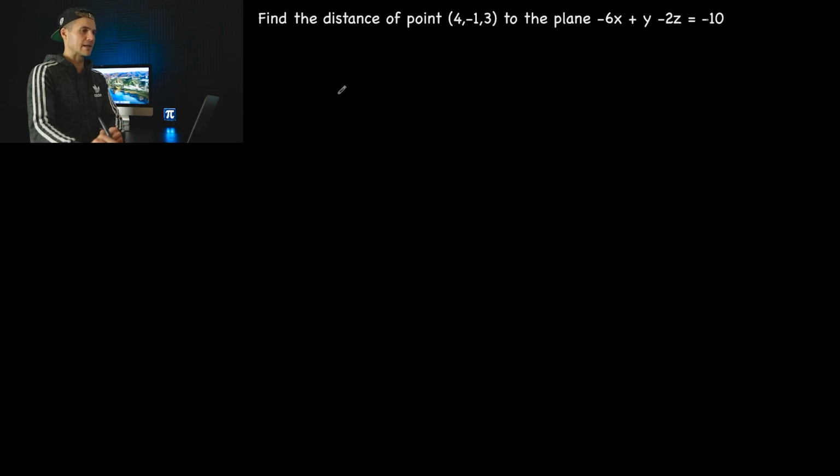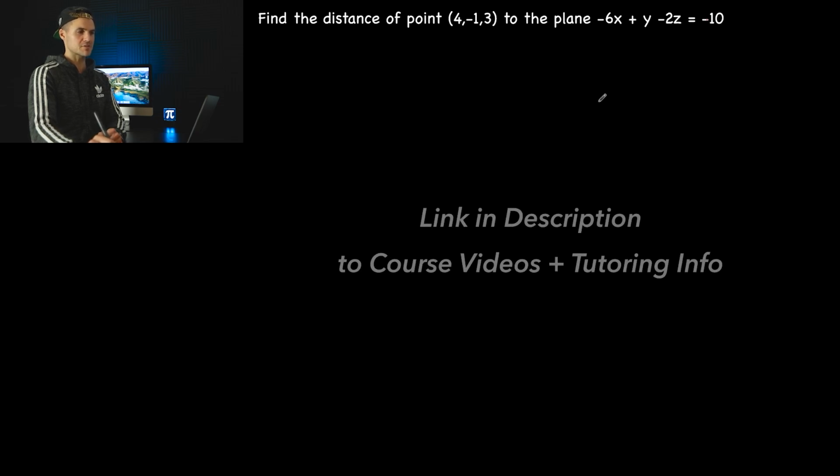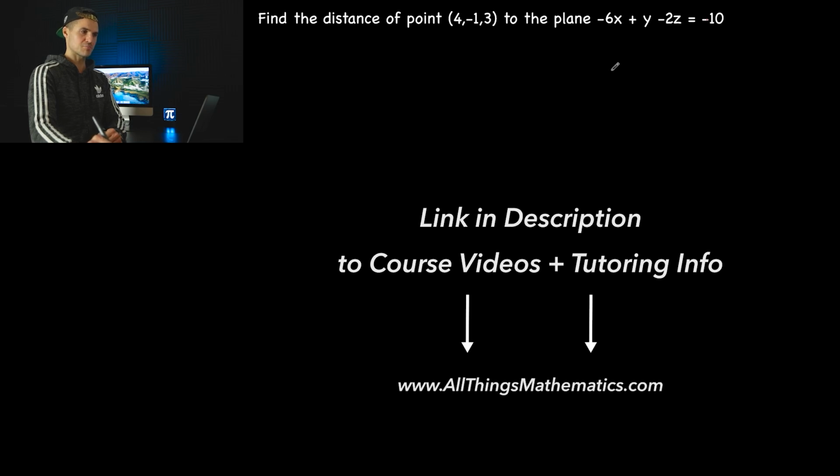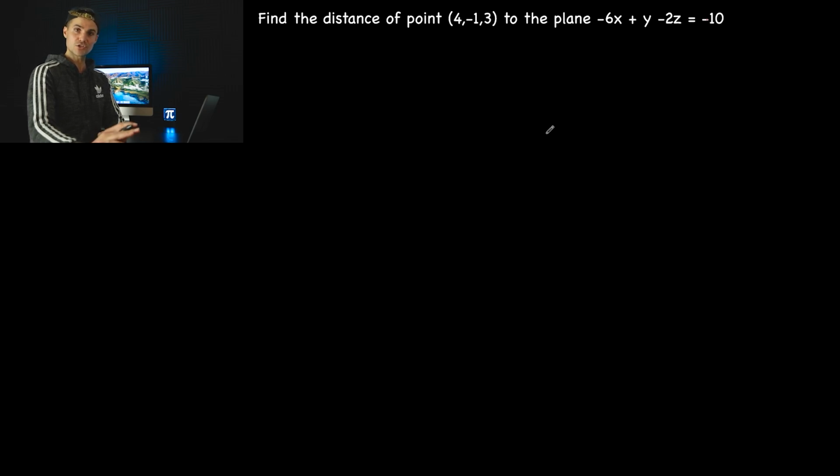Patrick here from All Things Mathematics, and moving on to the next example dealing with vectors, planes. Here we are asked to find the distance from this point (4, -1, 3) to this plane -6x plus y minus 2z is equal to -10. And notice that this plane is given as a Cartesian equation, and there's actually a formula for this kind of setup. So let me just draw it out here.